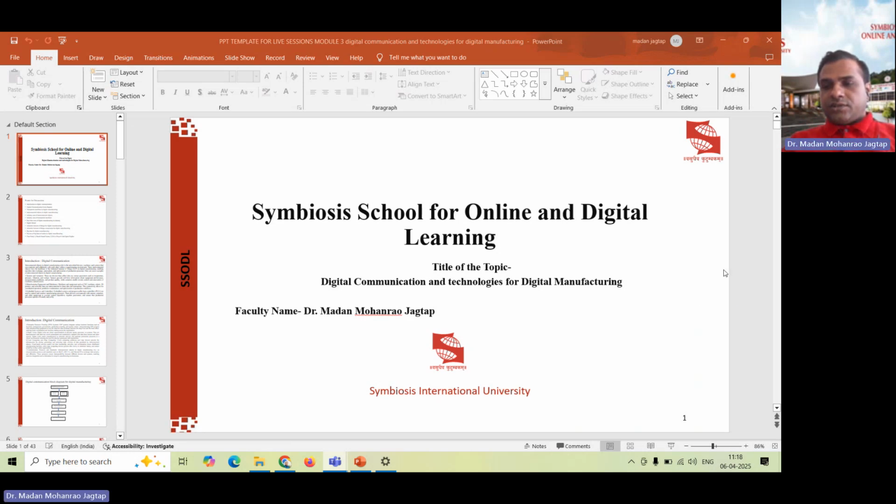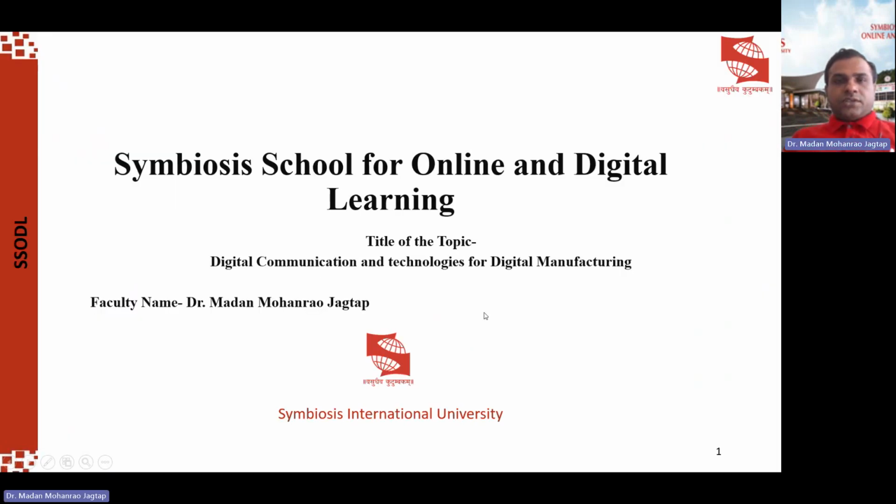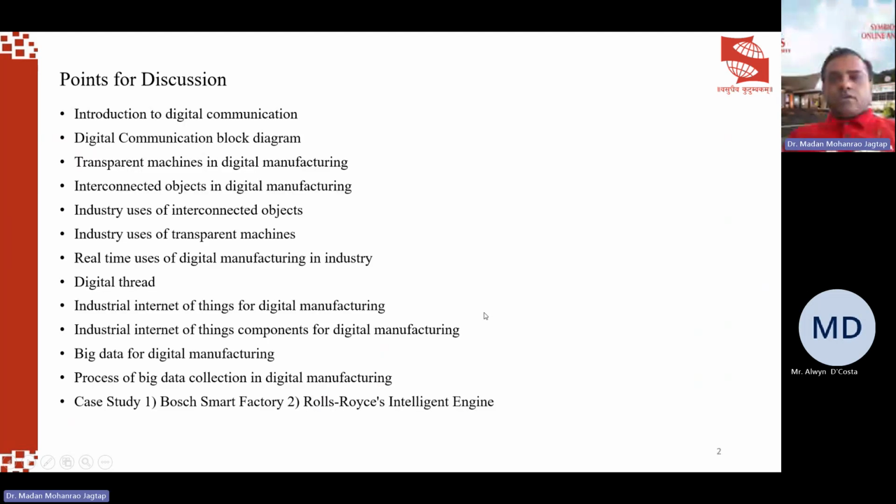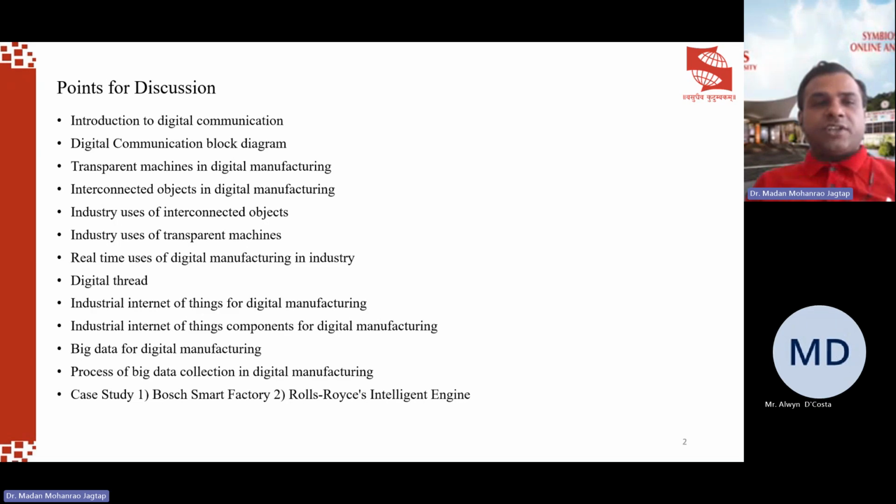Give me a minute, I will full screen this one. Now you can see it clearly. Here we will see introduction to digital communication, then digital communication block diagram, then transparent machines in digital manufacturing, interconnected objects in digital manufacturing, industry uses of interconnected objects, industry uses of transparent machines, real-time uses of digital manufacturing in industry.